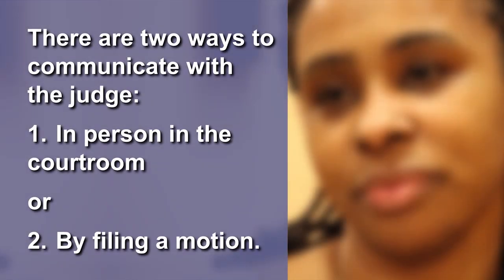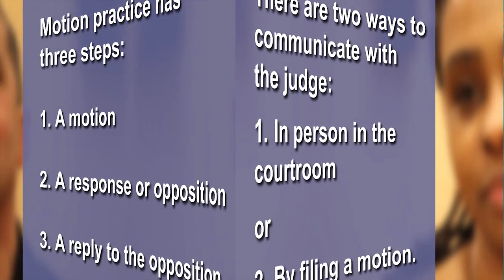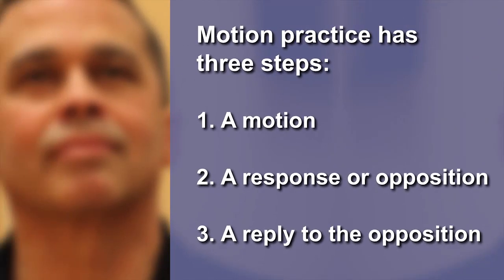There are two ways to communicate with a judge. The first is in person in the courtroom during a hearing or trial. The second is by filing papers called motions. A motion is the paper you must file to ask the judge to order something or to take some other action. It is the first step in a three-step process called motion practice.